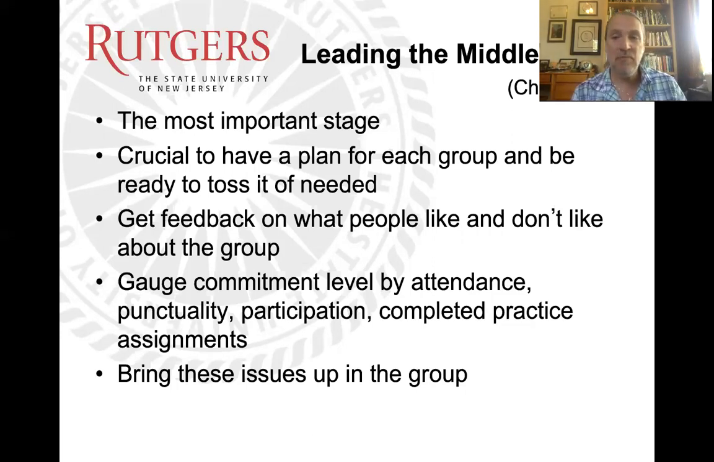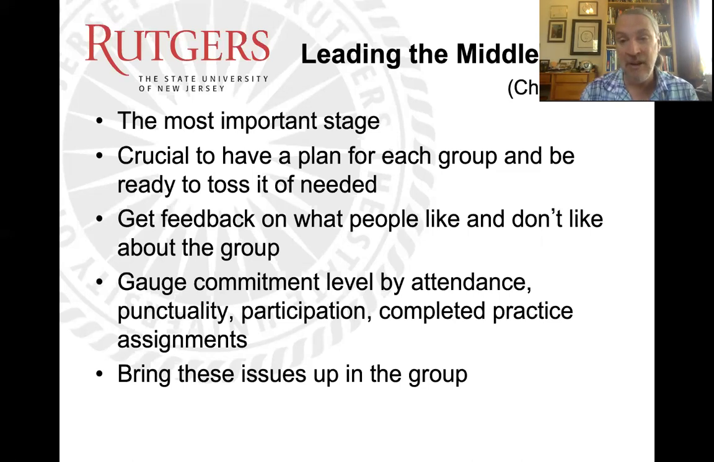Middle stage, people are comfortable with each other now. You can ask them, what do they like about the group? What don't they like about the group? What would they like to see the group doing more of? You can tell how that group is going by attendance, participation, whether people are doing homework, whether people are on time, whether they stay all the way through. That's a really good gauge of how engaged people are in the group.